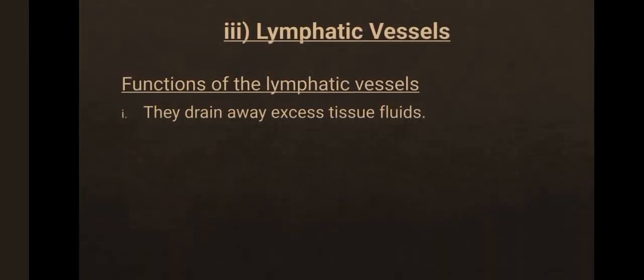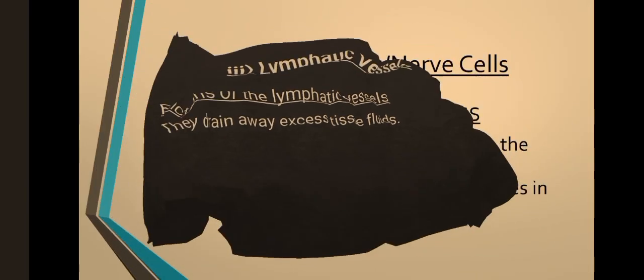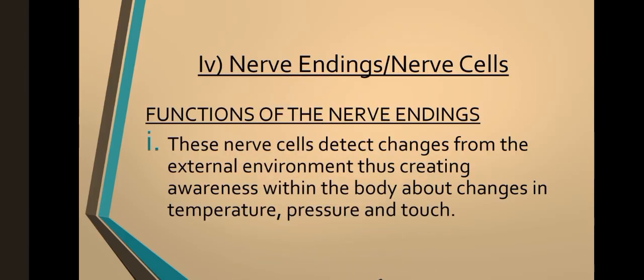Another part that is located within the dermis is the lymphatic vessels. And the function of the lymphatic vessel is normally to drain away excess tissue fluids from within the skin. Still, there is a part within the dermis that we call the nerve endings. The function of the nerve endings is normally to detect changes that are taking place within your environment, and this one will ensure that you get in touch with your environment.